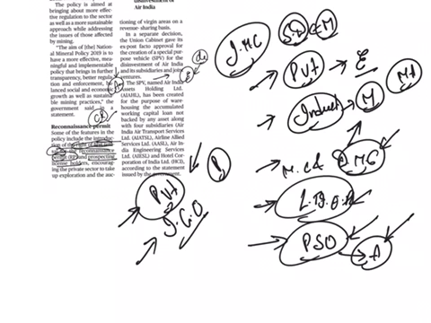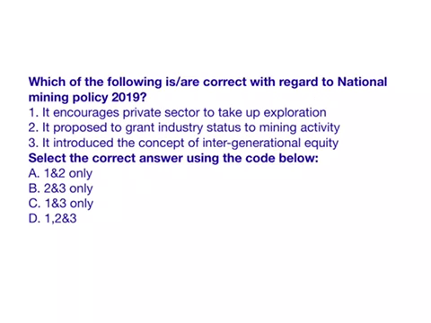And here this policy is focusing on using the coastal waterways and inland shipping for evacuating and transporting the minerals, and it is encouraging a dedicated mineral corridor to facilitate this transportation of minerals. These are all some of the features of this National Mineral Policy of 2019. Now, try to answer this question with regard to National Mineral Policy 2019.